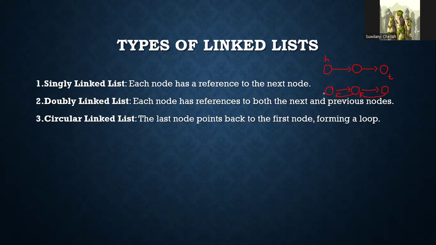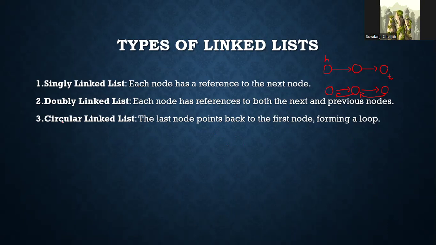So, a doubly linked list: each node has references to both the next and the previous node. Unless it's the head or the tail, which reference only one neighbor, this middle node here is referencing both the next node and the previous node. So it knows the node that came before it and the node that comes after it. Okay, so that's a doubly linked list.